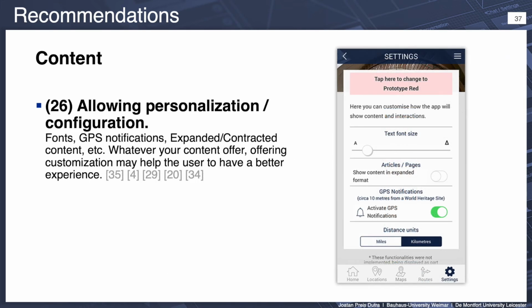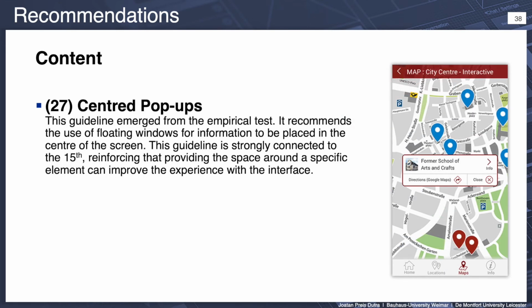And always allow personalization configuration. As I talked before about the text, you can do the text, or even like this. Okay, I have these articles that usually are just one paragraph, but maybe I know I'm going to read all, so maybe you can have an option to expand all the articles, or give GPS notifications, or different distance units. Some people use miles, some people use kilometers. So this kind of customization always helps in your app.